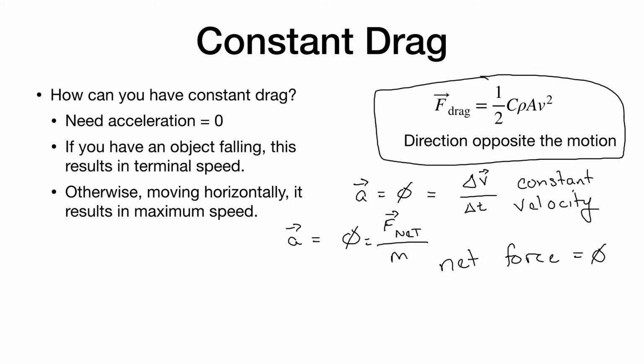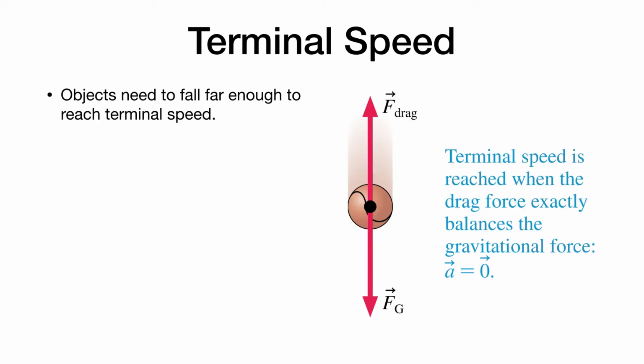So if we have an object that's falling, this particular situation that results in 0 acceleration will only occur when I've hit what we call terminal speed, sometimes also known as terminal velocity. Otherwise, if it's moving horizontally, it results in a maximum speed. So let's take a look at what each of these two possibilities will give us. In the first case, when the object is falling, it needs to fall far enough in order to be able to reach terminal speed. So not all objects will do this if they're falling a short distance.